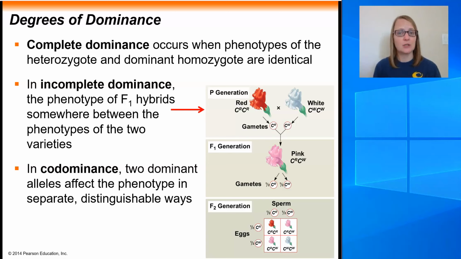You can also find genes that show incomplete dominance. In this case, the phenotype of the F1 generation hybrids is somewhere in between the two parents that gave their genes to create that F1 generation. We can see this example here of snapdragons, where if you were to cross a red snapdragon with a white snapdragon, the F1 generation hybrids would actually be pink.